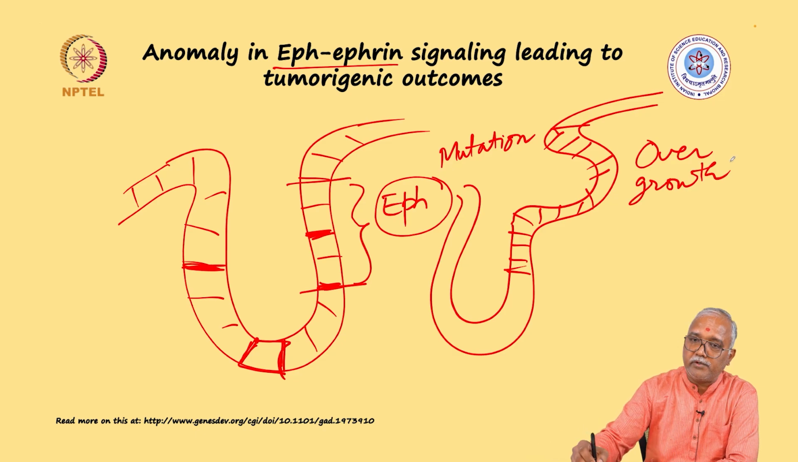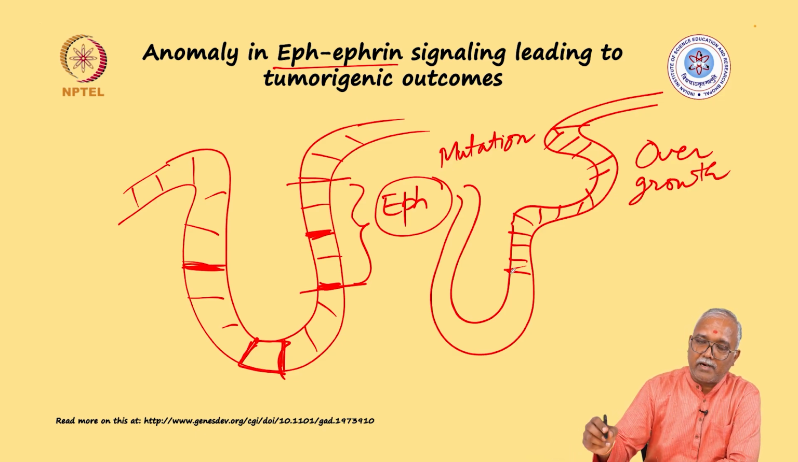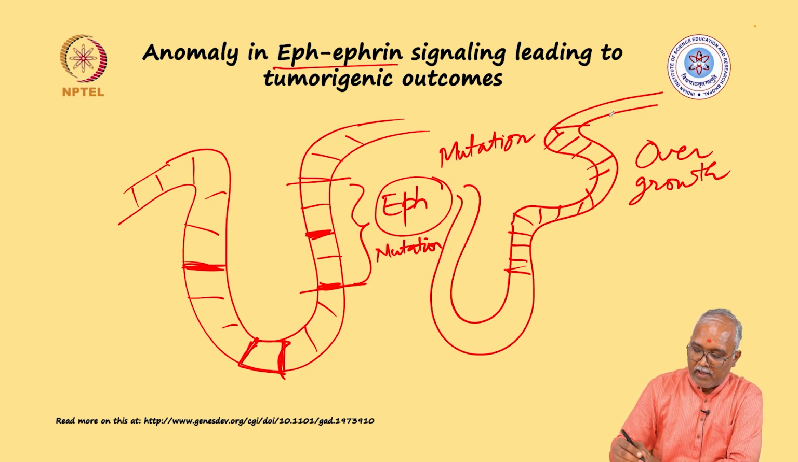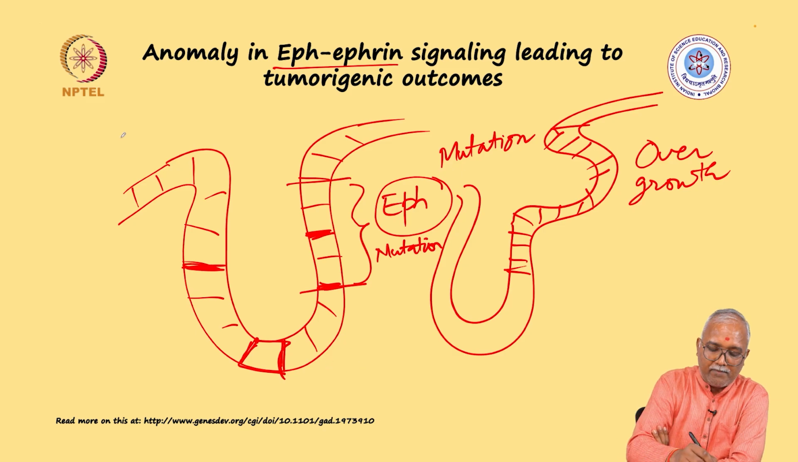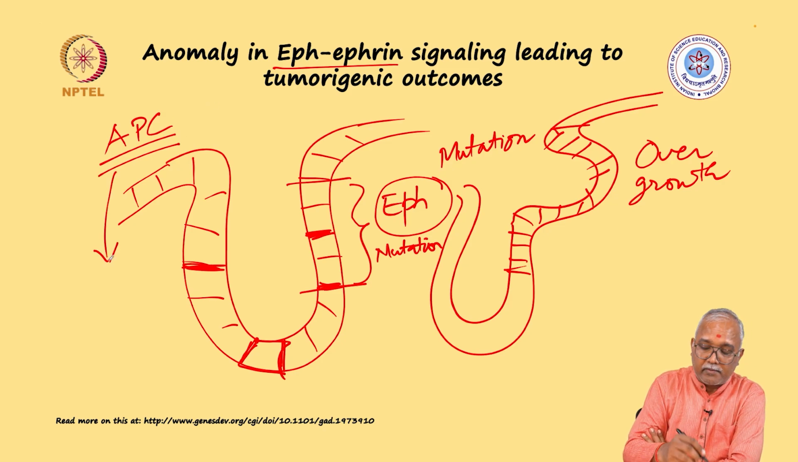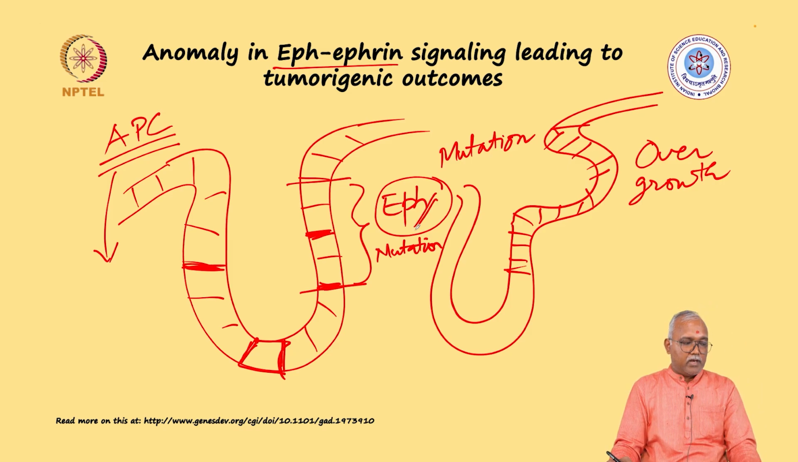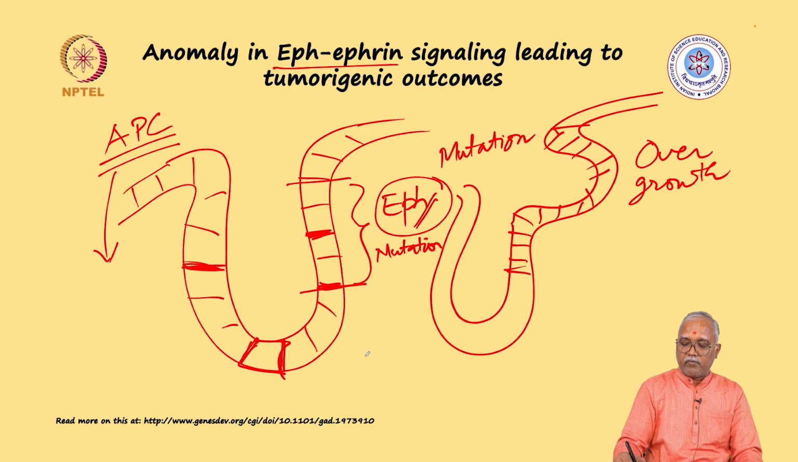And you got a new set of cells at a location where they are not supposed to be, because of the mutation which happened in the receptor. This actually can cause cancer, and the situation of APC, adenomatous polyposis coli, is something which is reported for these EPH receptor mutants, and you will have a formation of adenoma.